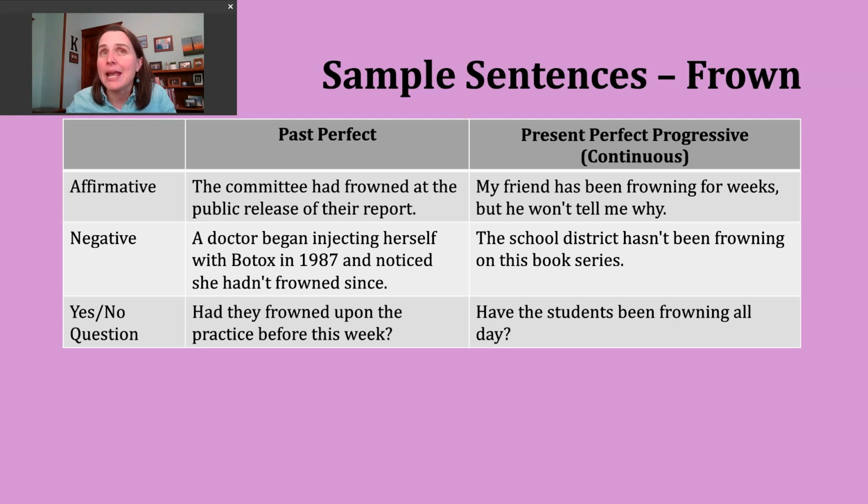If you want to make a negative past perfect sentence, then what you should do is start with your subject, right? Then we're going to use had not, and then the participle form of the verb. Let's take a look at another sentence. A doctor began injecting herself with Botox in 1987 and noticed she hadn't frowned since. Okay. Now, I borrowed this sentence from a true story about how this cosmetic procedure was invented.